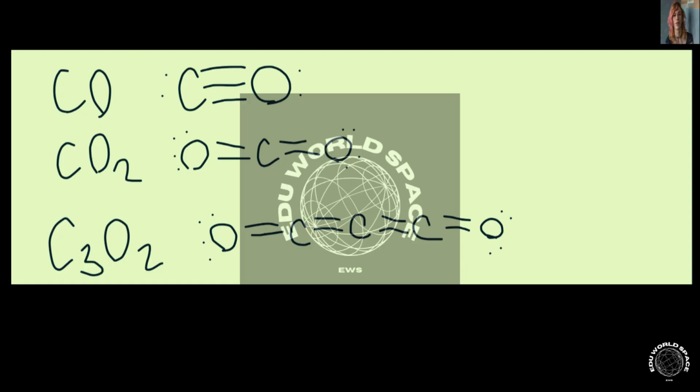And then we have the structure of C3O2, which is pretty similar to the structure of CO2. It's just that you have 2 additional carbon atoms in your linear chain. So rather than just carbon double bonded to 2 oxygens, you have a chain of carbons double bonded to 2 oxygens.